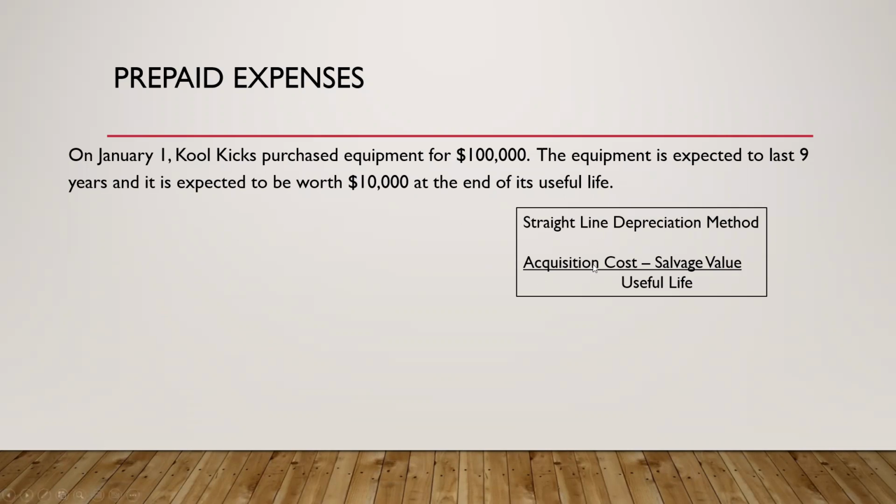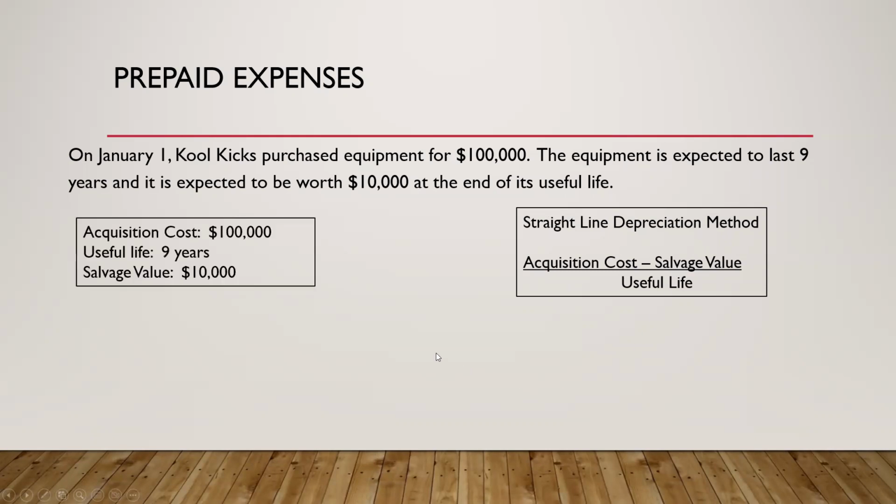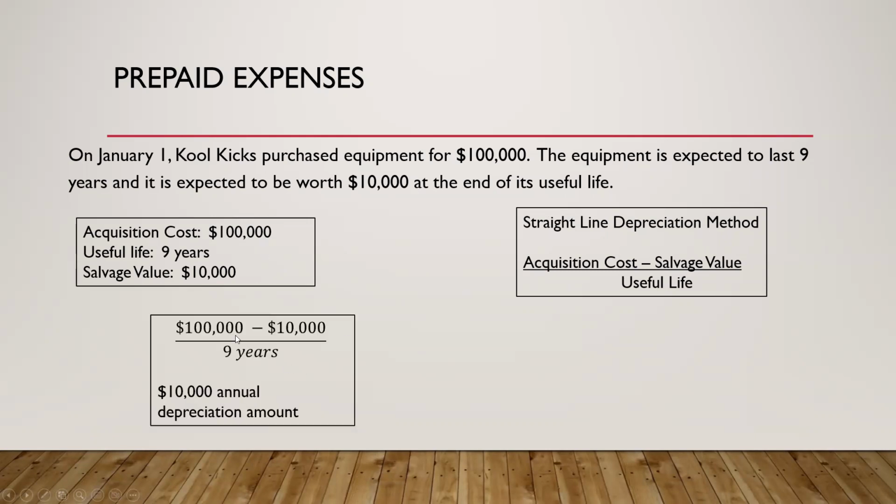This is where we take the cost of the asset, we subtract out how much we believe it's going to be worth at the end of the asset's useful life, which is the salvage value, and we divide all of that by the useful life of the asset, how long we expect it to last. So given that information, we're going to take the 100,000 and subtract out the salvage value of 10,000 and divide it by 9 years. That gives us the annual depreciation amount that we will record every single period.